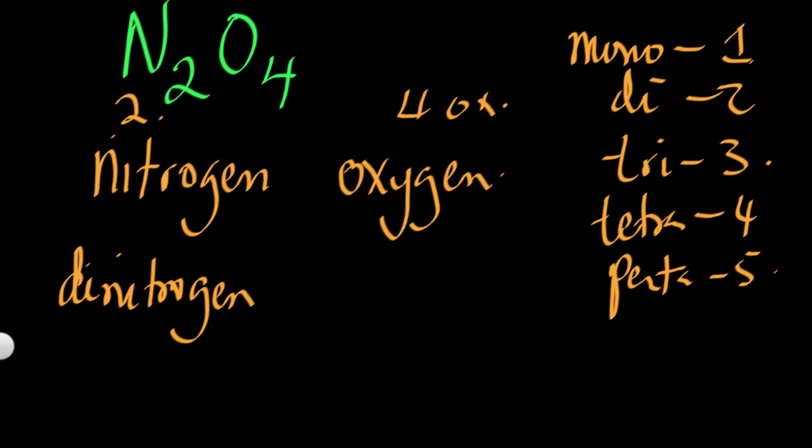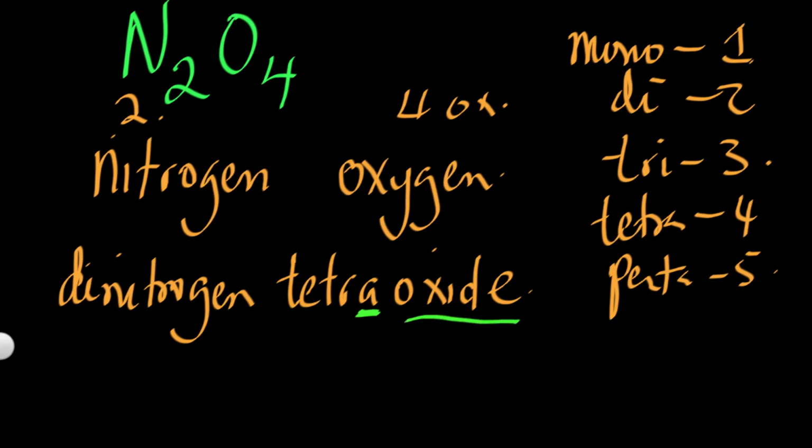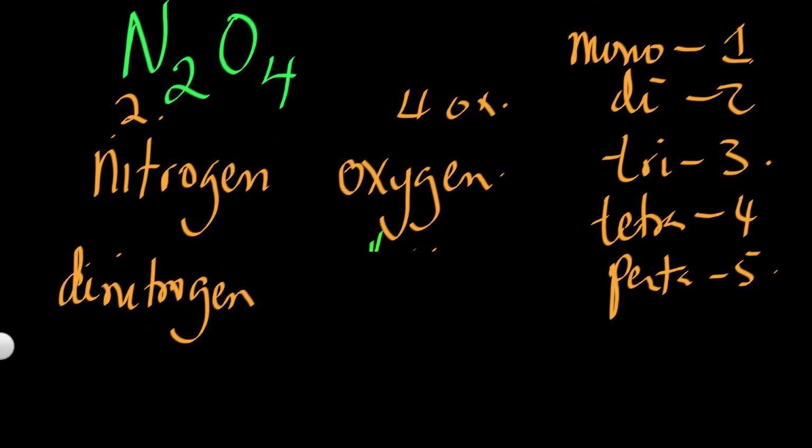But there are 4. We use the word tetra. I'm going to show you something here. Please pay attention. Because the non-metallic part, oxide, starts with an O, we skip the A, such that we don't call it tetra oxide. We call it tetroxide. So it's dinitrogen tetroxide. Tetroxide, not tetra oxide. So it's pentoxide, not pentaoxide. Pentoxide.